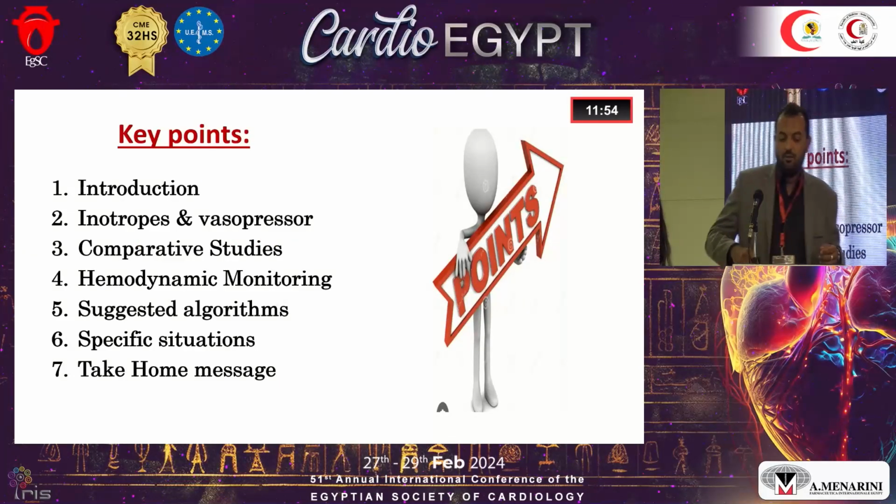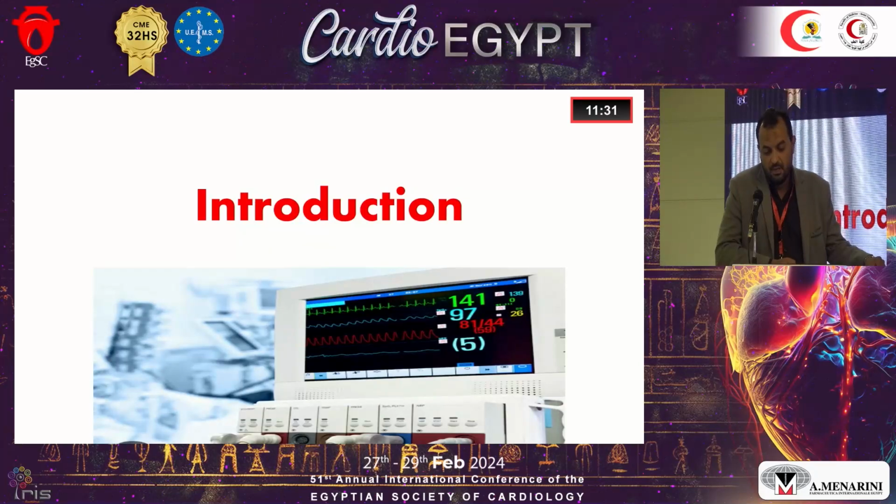Okay. I will start my talk with the key points. We will introduce cardiogenic shock and how we can tailor our vasopressors and inotropes. Are there comparative studies for this issue? Hemodynamic monitoring, is it essential or not? Suggested algorithms, as there is no international algorithm we all have to stick to. Specific situations and the take-home message.